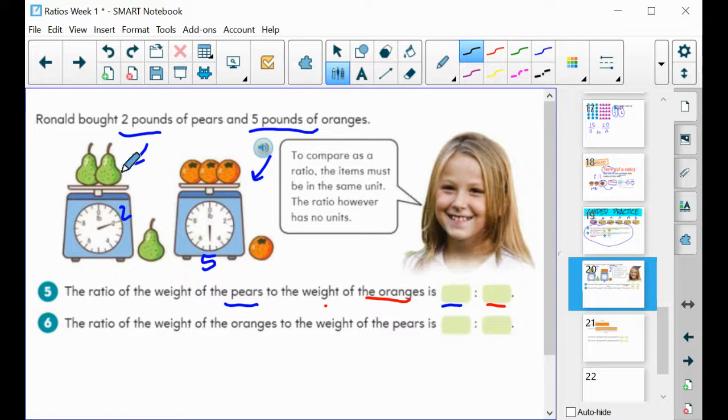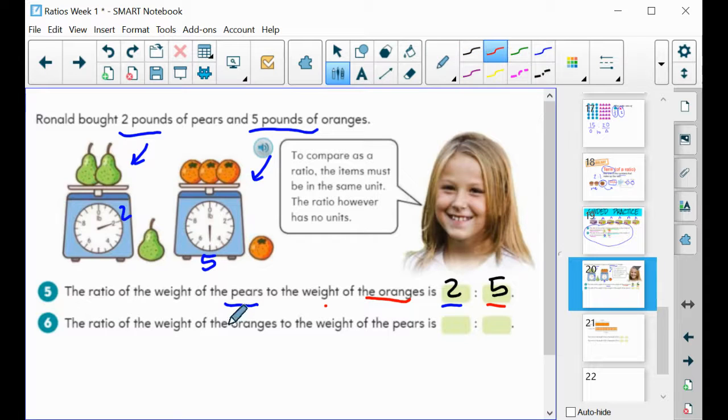Okay, so first term is pears. How much do our pears weigh? 2 pounds. And our oranges weigh 5 pounds. So the ratio of the weight of the pears to the weight of the oranges is 2 pounds to 5 pounds. Okay, now we're going to do the same thing down here.